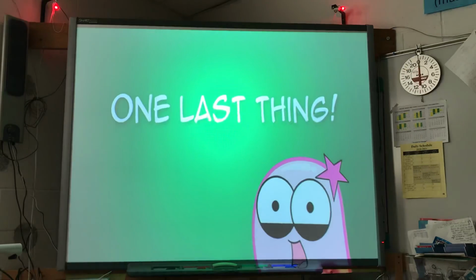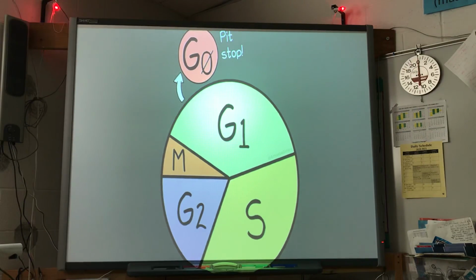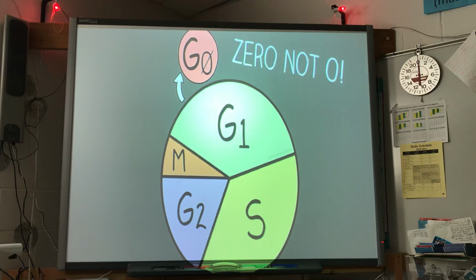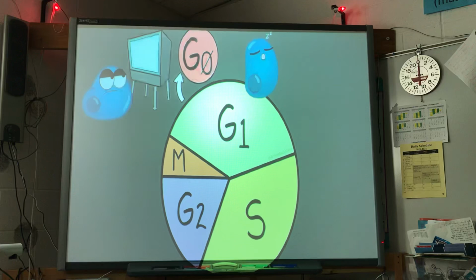One last thing to mention. There are some cells that don't go through the phases we mentioned because they're actually in G0. That's a 0, by the way, and not a no, because if it was a no, then it's a go, and G0 is kind of the opposite of that. G0 is a resting phase. Now, cells here are still performing cell functions, but they're not preparing to divide.